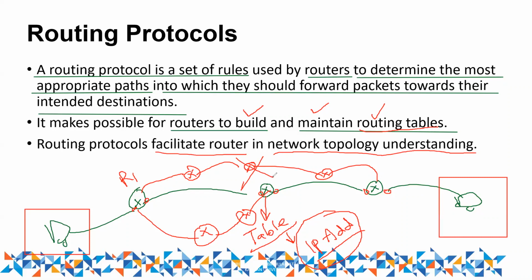So dear students, we understand here that routing protocols are a set of rules used by the routers to determine the best path, to build the routing table and to maintain the routing table, and also to understand the topology. Okay. So this was about what? Routing protocols.